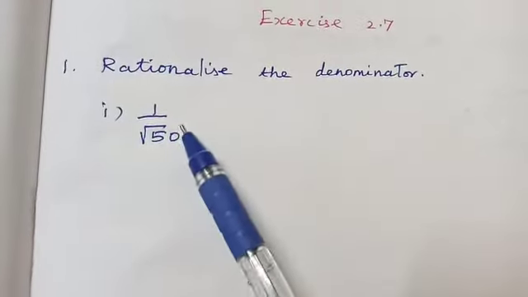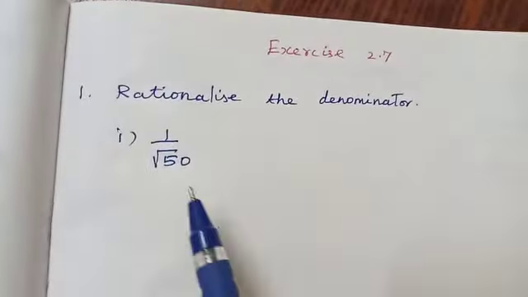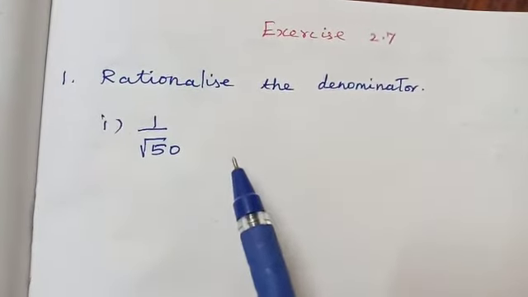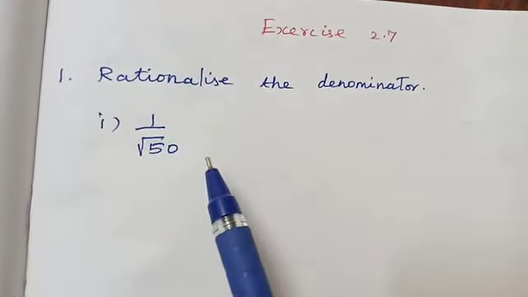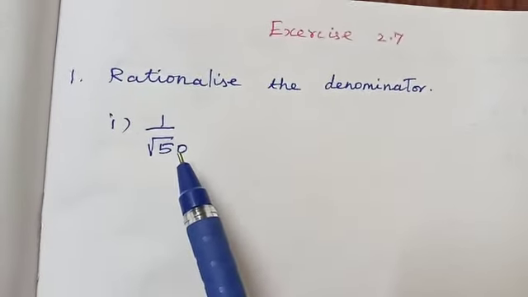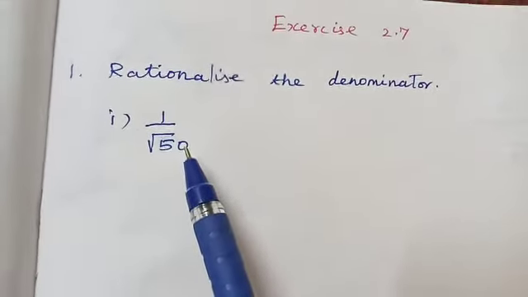Exercise 2.7. First question. Rationalize the denominator. That is, we should rationalize only the denominator. For that, first we split into factors. In those factors, one number should be the greatest perfect square. Then it will be easy for us. What is it? One number should be the greatest perfect square.